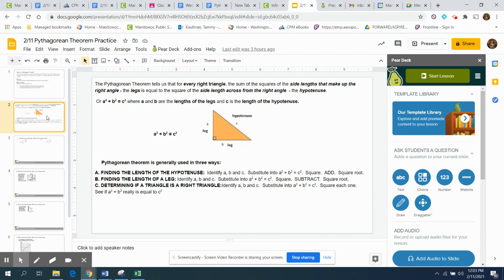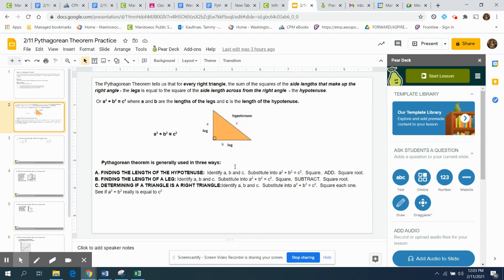It's a squared plus b squared equals c squared, which really says that the area of the square off this leg plus the area of the square off of that leg, added together, equals the area of the square off the hypotenuse. So that helps us if we want to find the length of the hypotenuse.